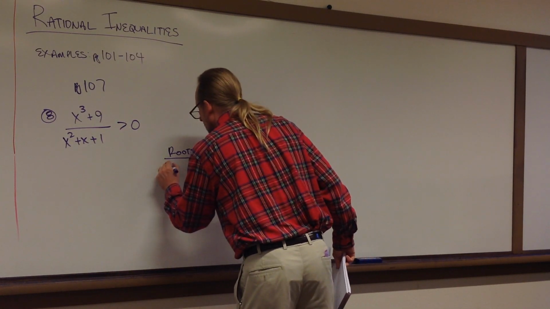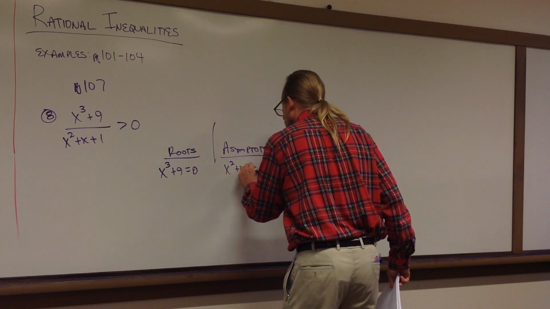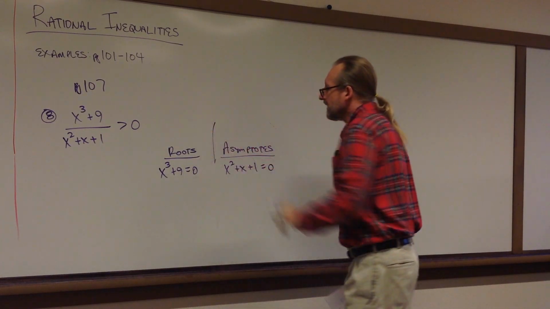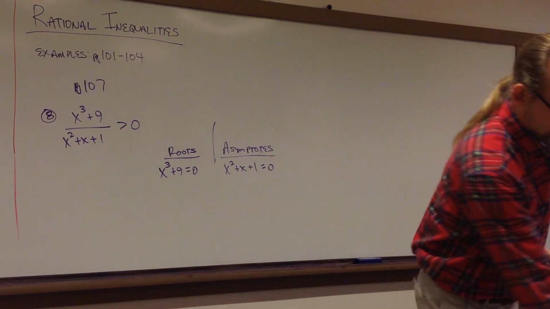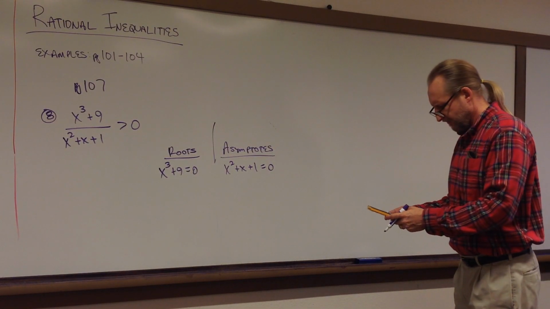Okay, so x cubed plus 9 equals 0, or x squared plus x plus 1 equals 0. These are going to be our critical values. That's where we're going to see the roots and asymptotes. Let's take a look at the graph first.